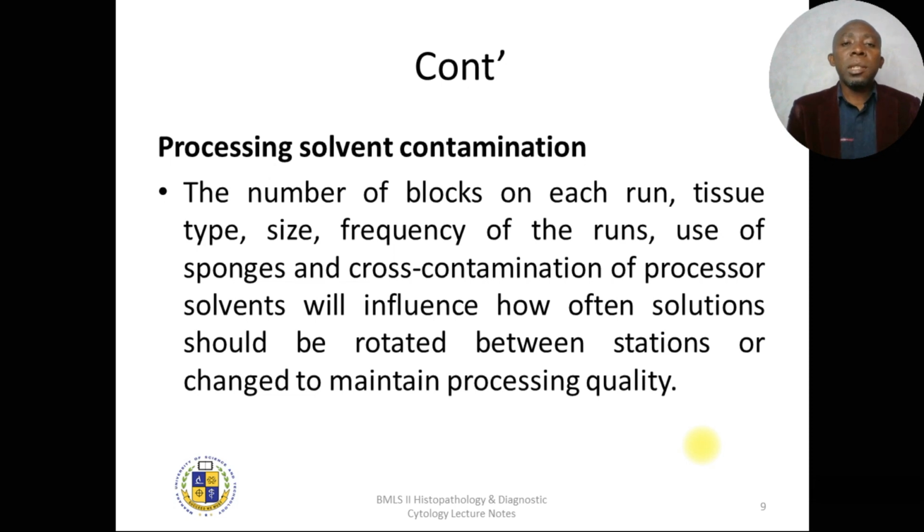Processing solvent contamination is also very important. If you are processing with fluids and solvents which are contaminated by other chemicals, or diluted, it will reduce their efficacy. In addition, there is the size of the tissue, the type of tissue, and the number of runs used. Use of sponges and cross contamination of processor solvents will influence how often solutions should be rotated between stations or changed to maintain the processing quality.